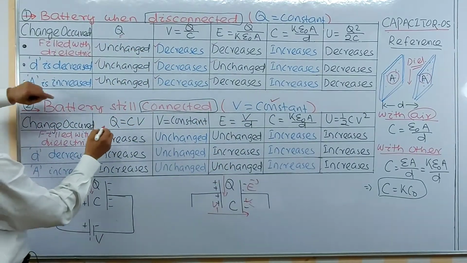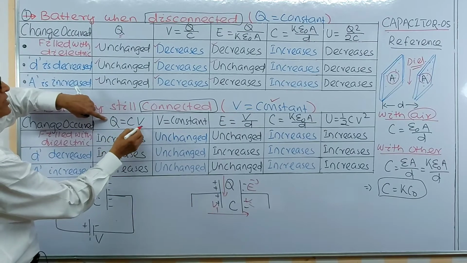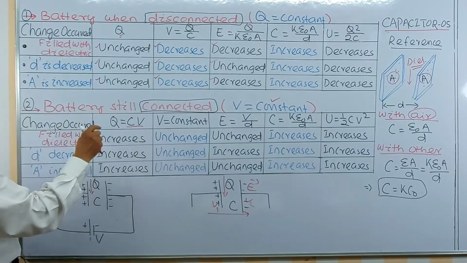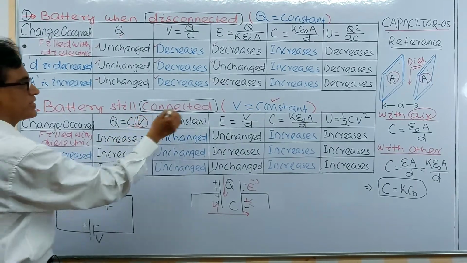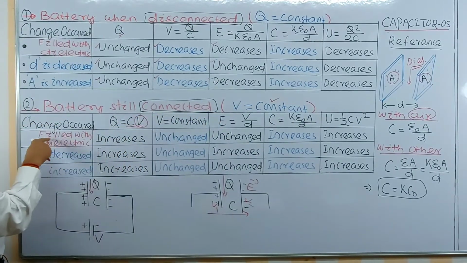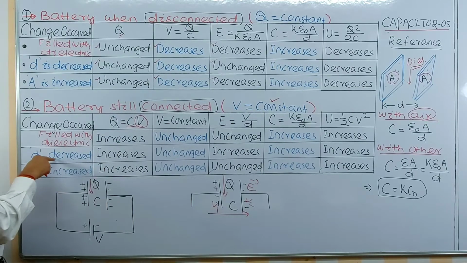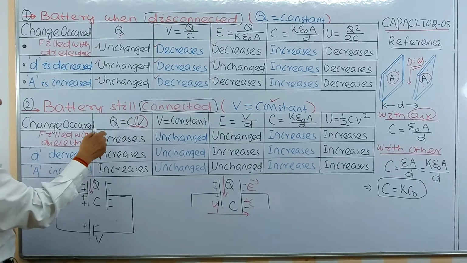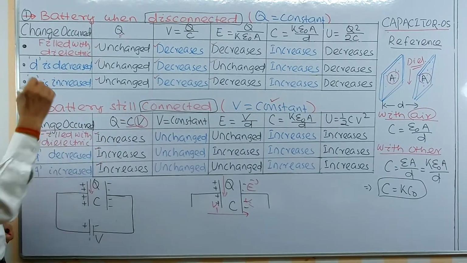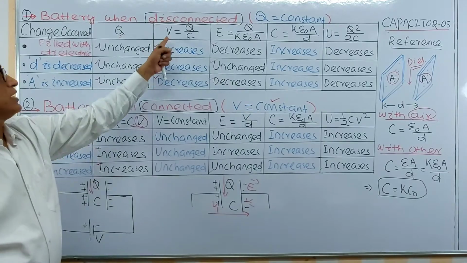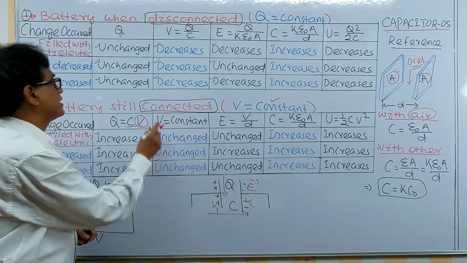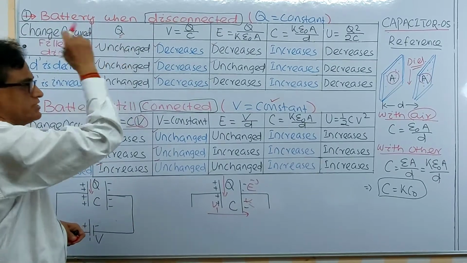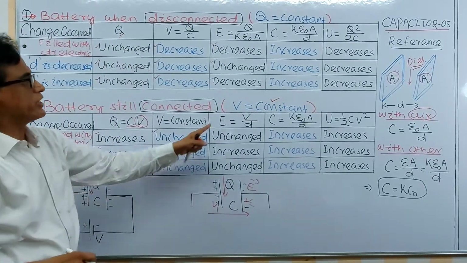What happens? To find the charge, this formula should be adopted: Q = CV. Now, in almost all cases, C increases, V is constant here. So, C increases when the dielectric is filled, C increases when D is decreased, C increases when A is increased. That's why, since C increases, the charge increases in all three cases. What happens to voltage? Voltage in this case remains constant, voltage remains unchanged.